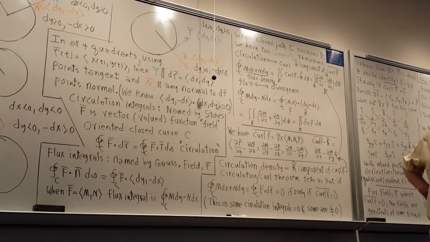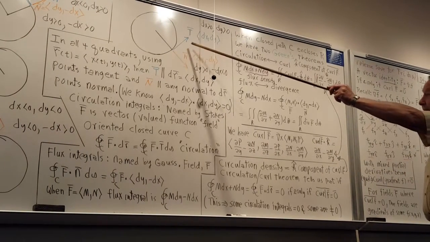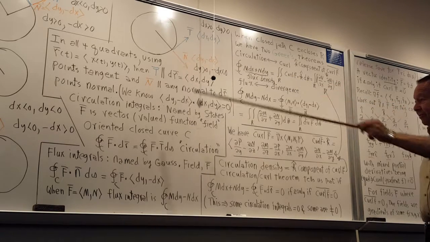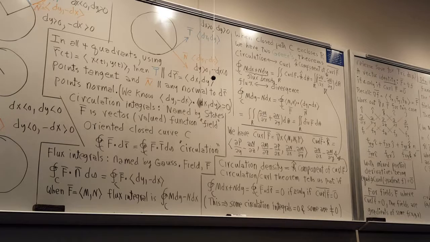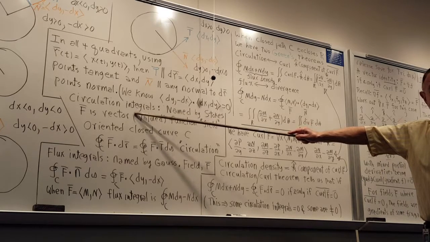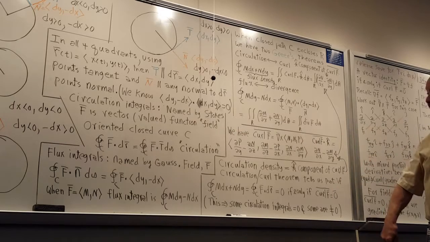So with this understanding about how to write a tangent vector and a normal vector, we can put down the theorems that the first part of this chapter is trying to get to. And so we can talk first about what we call circulation integrals.